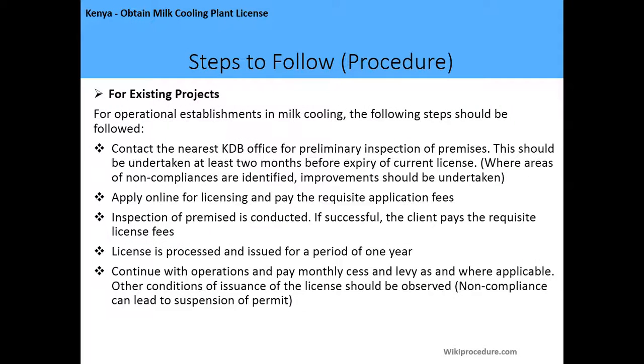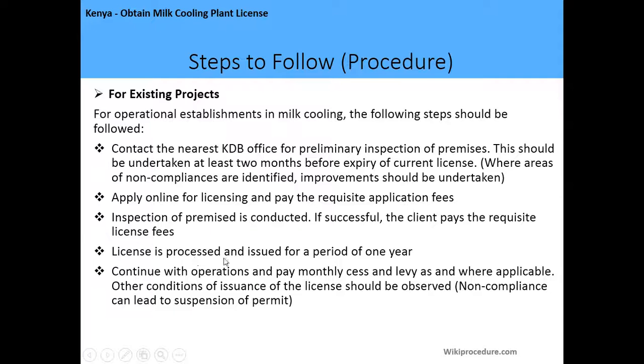Before we move on to the online application, for an existing project, you're supposed to contact the nearest Kenya Dairy Board offices for preliminary inspection of the premises. This should be done at least 2 months before the expiry of the current license. After that, apply online for licensing and pay the requisite application fees. Inspection of the premises will be conducted, and if successful, you are supposed now to pay the requisite licensing fees.